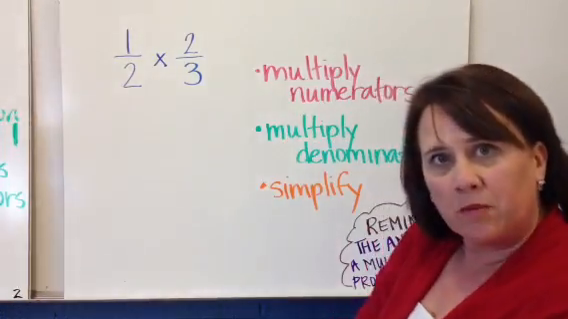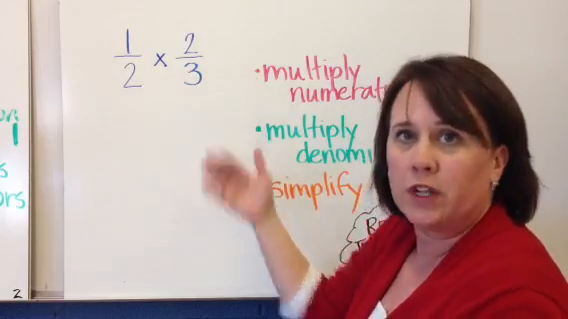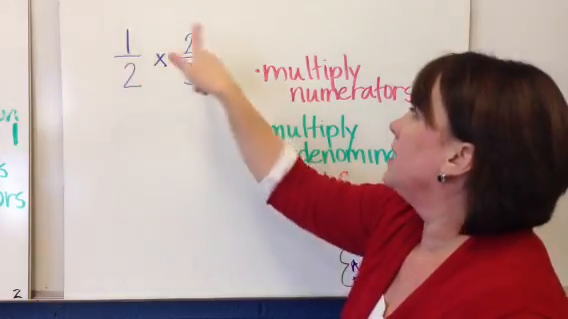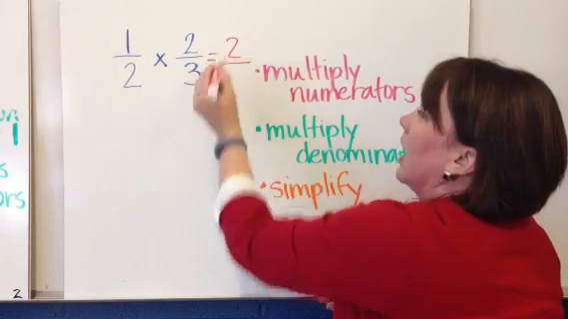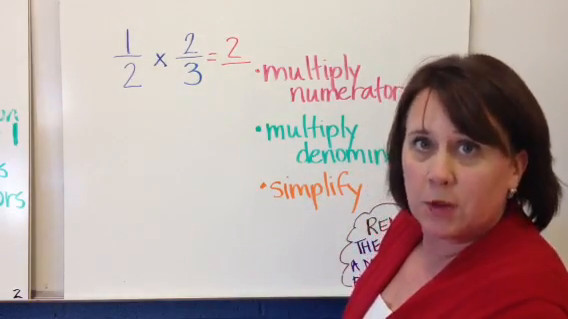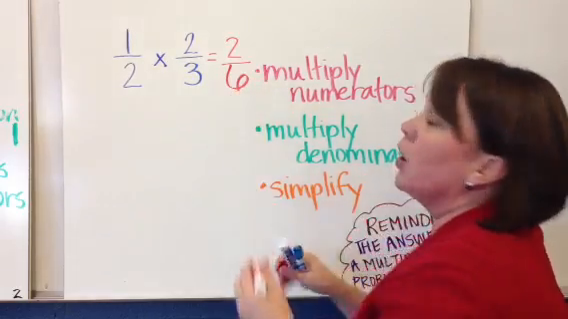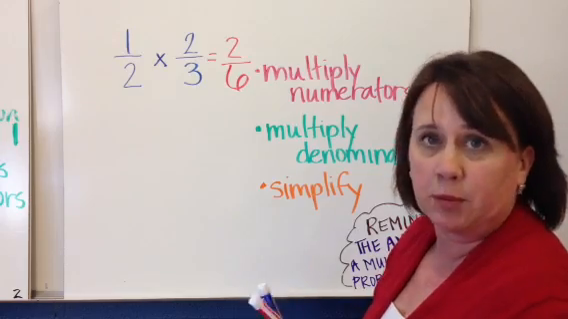The same problem from the first board, 1/2 times 2/3. Again, we can do the math. We multiply the numerators, 1 times 2, and that equals 2. And then we multiply the denominators. 2 times 3 equals 6. When we're finished, we check to see if we can put that answer in simpler form.